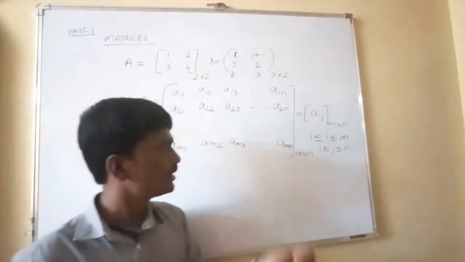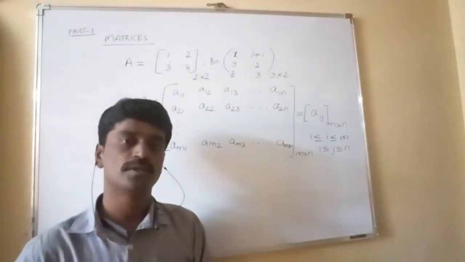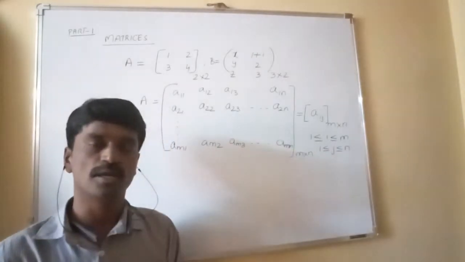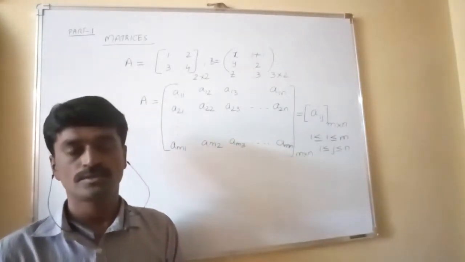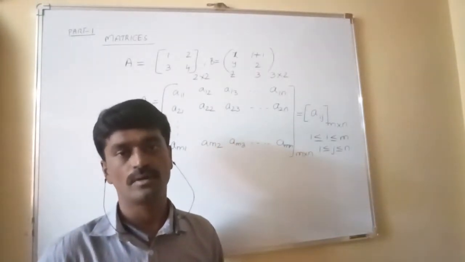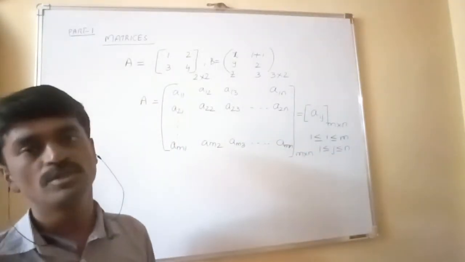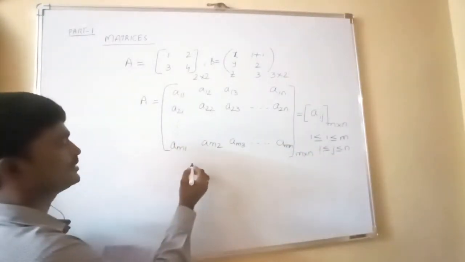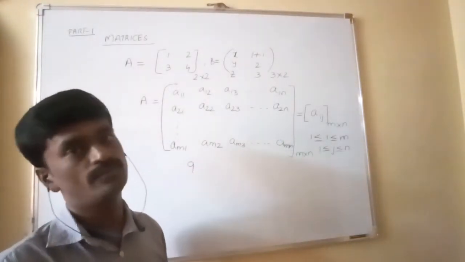If a matrix has m rows and n columns, that is, if its order is m by n, then it contains m into n elements. Now my question is the reverse. Suppose a matrix contains 9 elements. What are its possible orders?